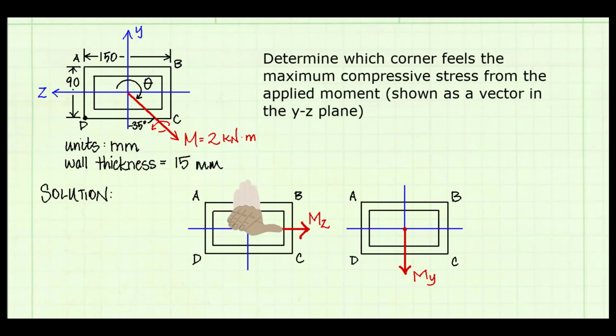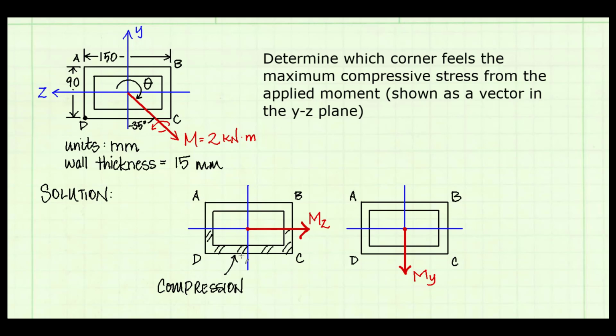The vector is a representation of the right-hand rule. If we put the thumb of our right hand in the direction of the vector arrow, the curl of our fingers shows the direction of the moment on the cross-section. Visualize it as our fingers pulling on the top half of the cross-section and curling around and pushing on the bottom half of the cross-section. Thus, the bottom half of the cross-section is in compression.